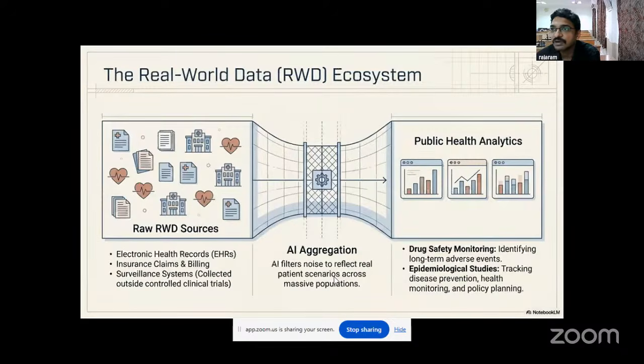So next is real world data sets, which are available in the form of electronic health records, insurance claims and billing, and surveillance systems collected outside controlled clinical trials, and integrating all this data into AI. It filters, controls the noise, and produces different reflections that could be used in public health. This data is analyzed and used for drug safety monitoring, epidemiological studies, tracking health, and also policy planning.